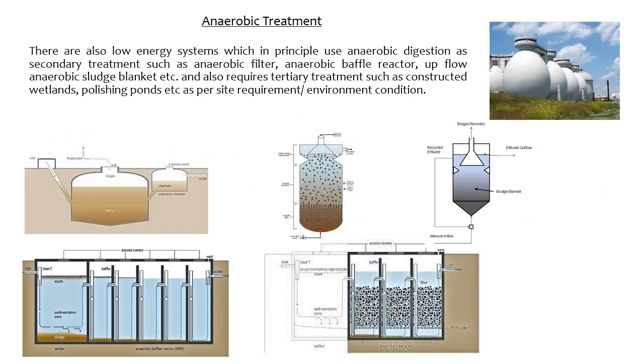During the treatment process, where the redox potential is low, an anaerobic treatment is employed. There are also low energy systems which in principle use anaerobic digestion as secondary treatment, such as anaerobic filter, anaerobic baffle reactor, upflow anaerobic sludge blanket, etc. And they also require tertiary treatment such as constructed wetlands or polishing pond as per site requirement or environmental conditions. They mainly release methane and carbon dioxide in gaseous form. The effluent liquid contains ammonia, phosphates, and other nutrients, which are generally treated by tertiary treatment based on site requirements.